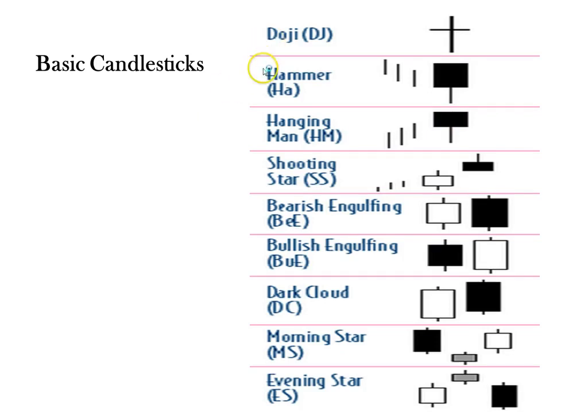So we've discussed a doji, a hammer, a hanging man. Now we're looking at a shooting star. Okay, the shooting star indicates an end to an up move. The body of the shooting star does not gap up over the previous day.